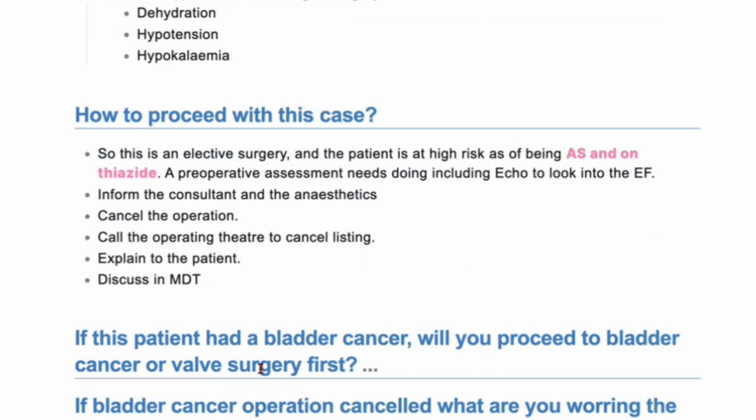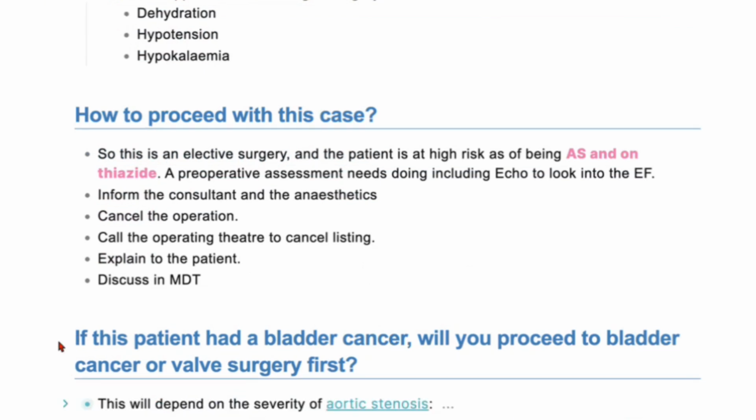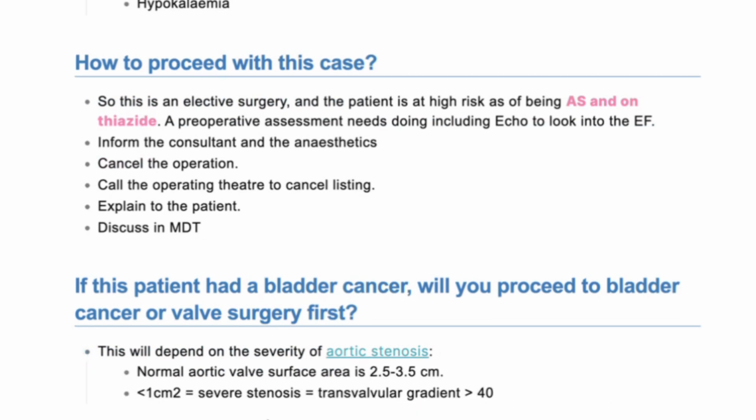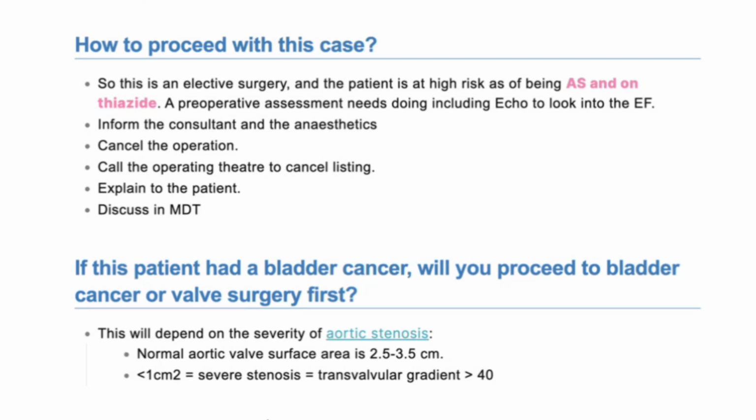So in terms of which operation you will go with first, that will depend on the severity of the aortic stenosis. If the patient has severe aortic stenosis, less than 1 square centimeter, with an ejection fraction less than 40 as well, I would consider doing the aortic stenosis first, because this is much more important and it has a higher risk of actually killing the patient. All right. So I would go with the aortic stenosis first, and I think this is the correct answer. The cancer, I think it can wait, rather than having the operation that might end up killing them.